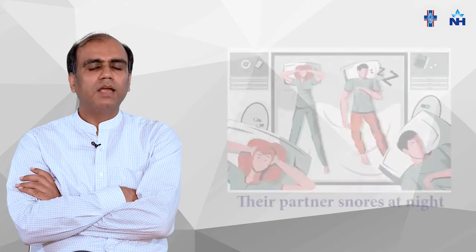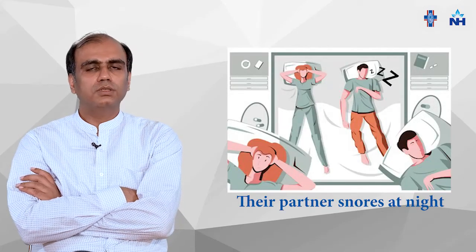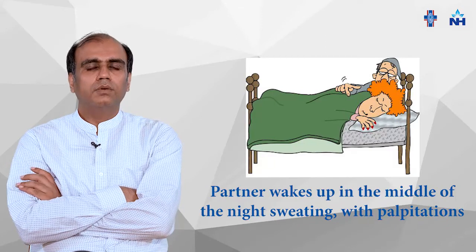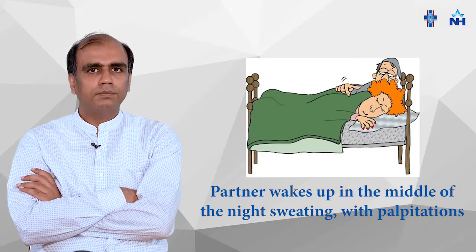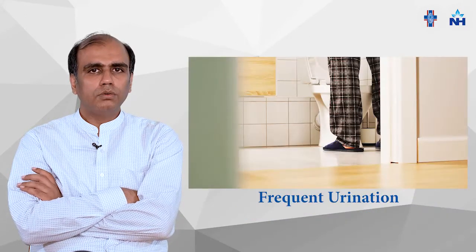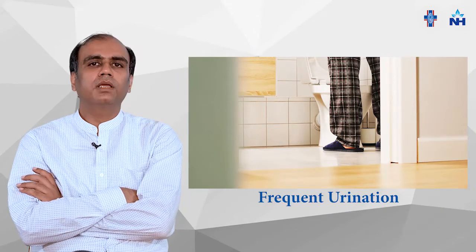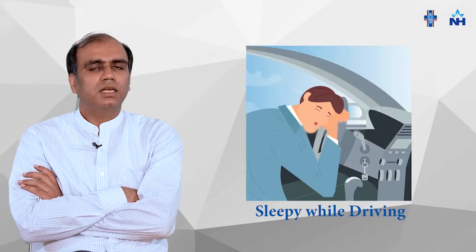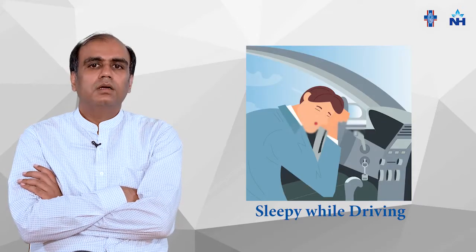In this, the life partner complains that his husband or wife snores in the night. He or she sleeps restlessly. He wakes up in the middle of the night with sweating and palpitations, and he has to urinate frequently in the night. In the daytime, he is always sleepy. He is sleepy when he is driving. There is anxiety, agitation, less concentration in the work, and it leads to systemic effects also.